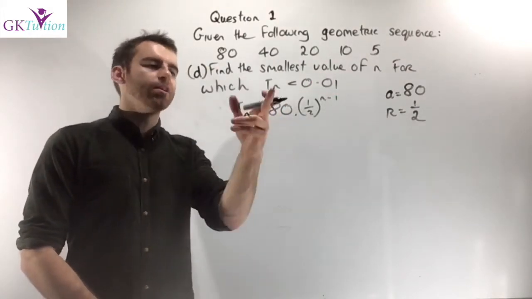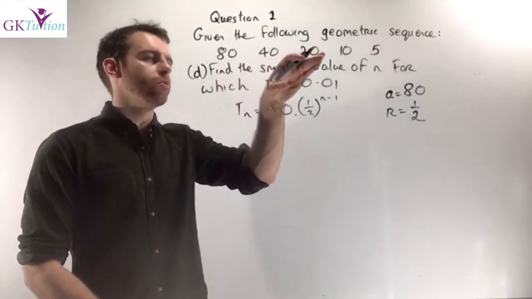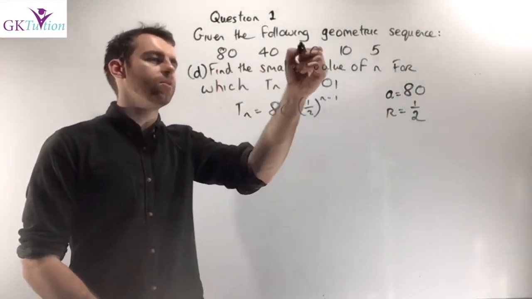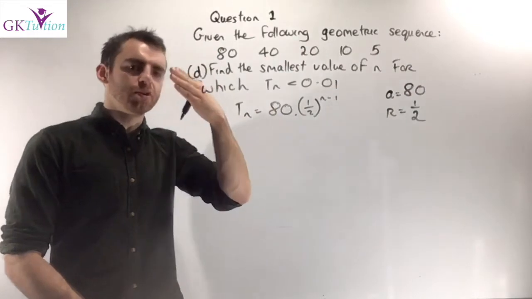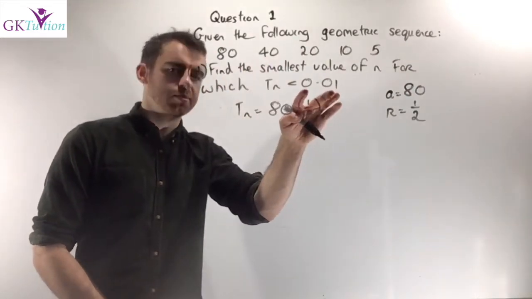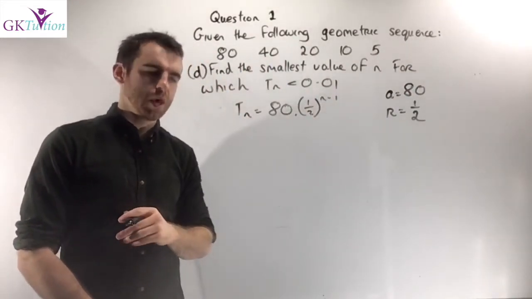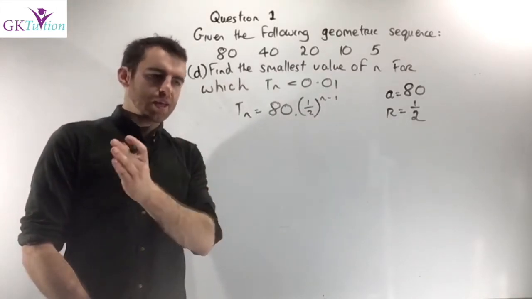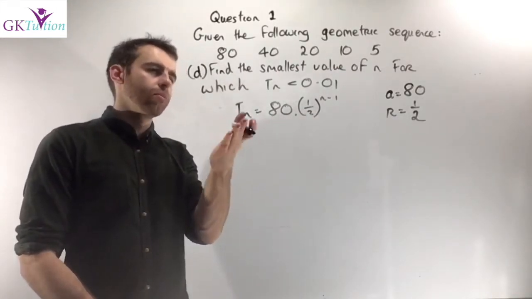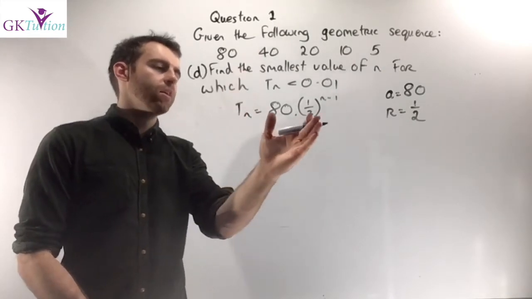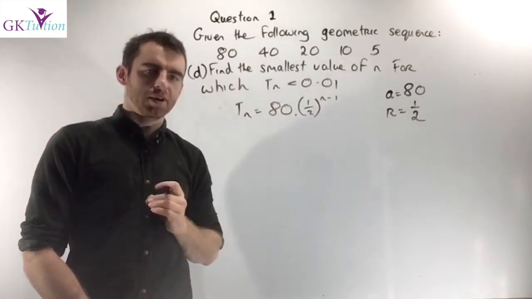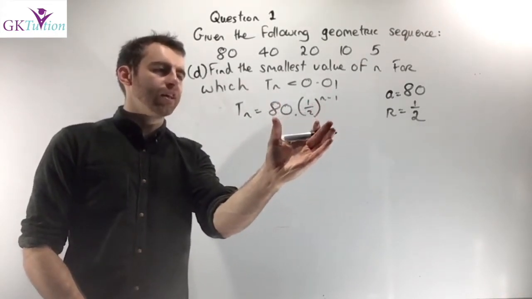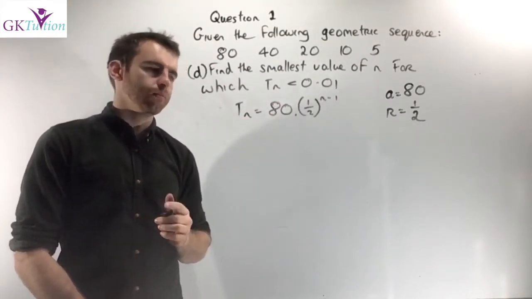So I want to know what value I need to sub in to get a number that is smaller than 0.01. Or in other words, if I just continue this pattern on, how many terms are there before you get to a number smaller than 0.01? Now we can do this mathematically. In part B, we worked out that the general formula for this sequence is 80 times a half to the power of n minus 1. And I want to know what is the value of n for which this will be less than 0.01.